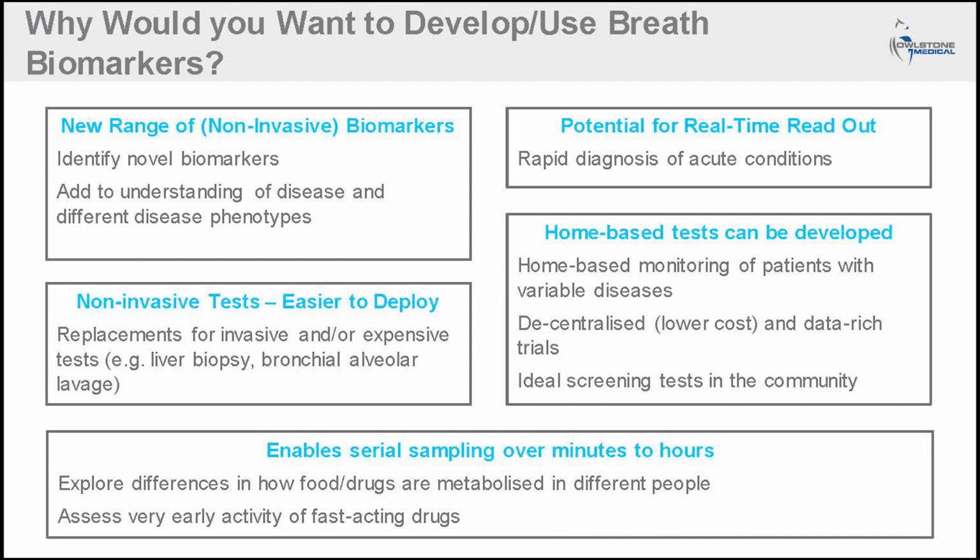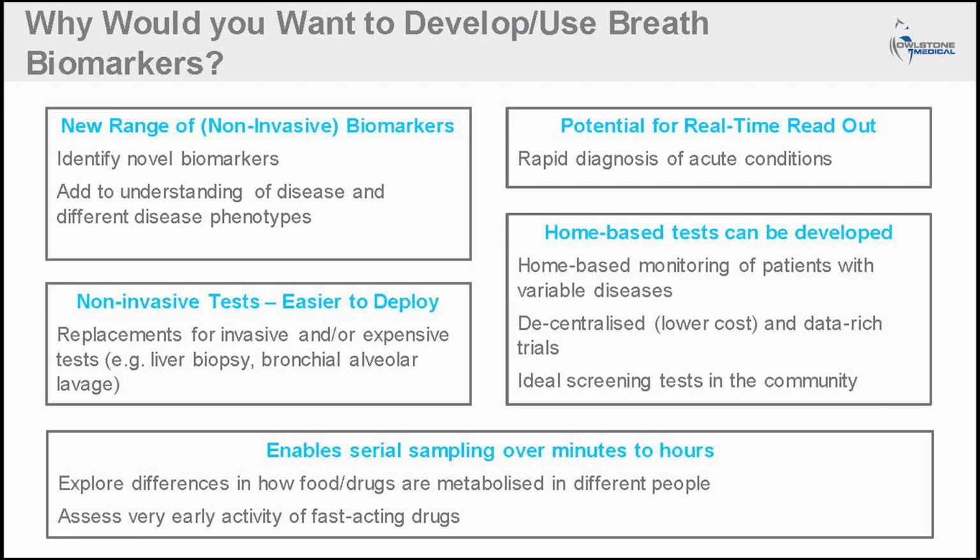And alongside that, home-based tests could, of course, also be developed, where either they're using sensing technologies, as that breath sensor is going to be used for digestive disease, or alternatively something where patients can breathe into tubes and send them away. So this can be used, for example, for home-based monitoring of patients with variable diseases. So, for example, patients who have liver cirrhosis and need to be followed up to see if they're entering decompensation or something like that.